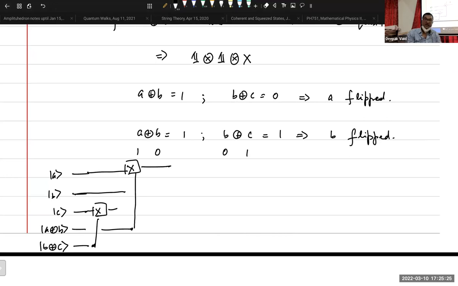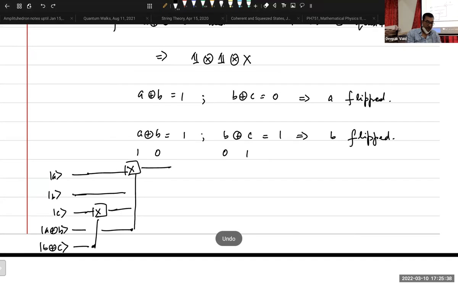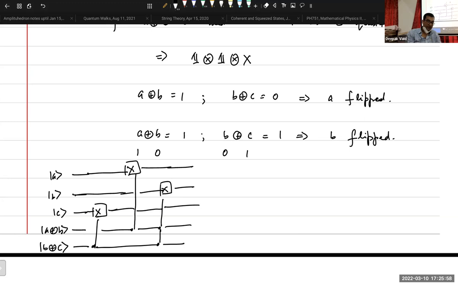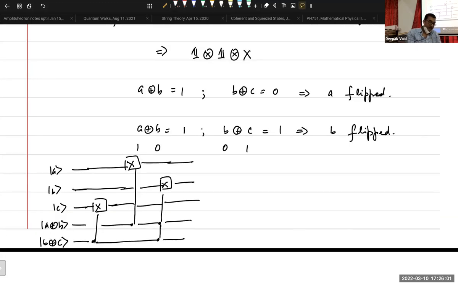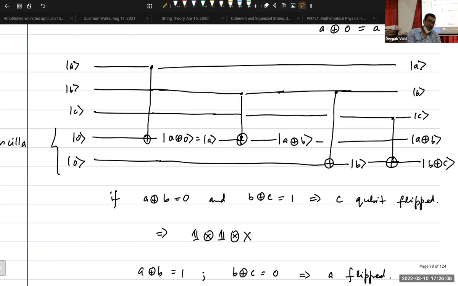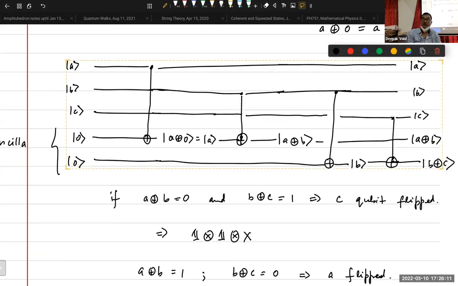Okay. And what about the B qubit? The B flip is dependent on both the parities. So both the parity qubits will control this X operation on B. You remember there was a CCNOT gate. It's the same thing. You have two controls now, and you have an X operation here. So this is your recovery procedure. This is your syndrome measurement or syndrome detection.